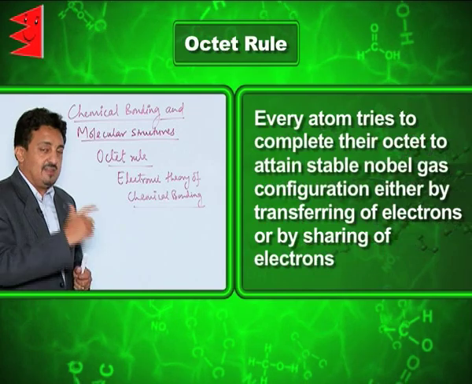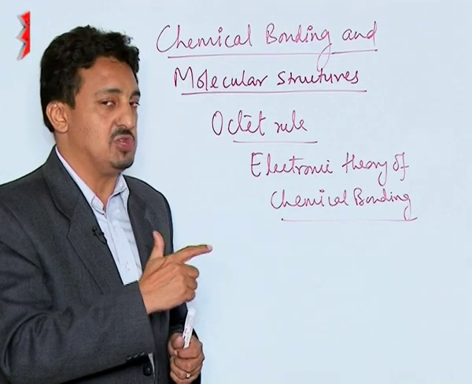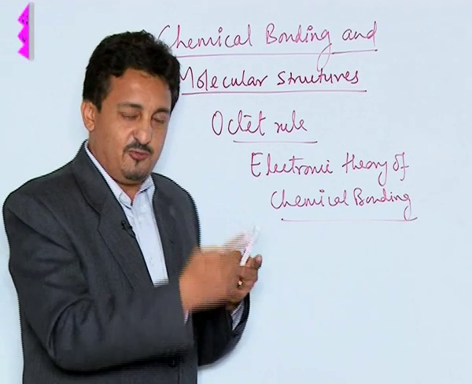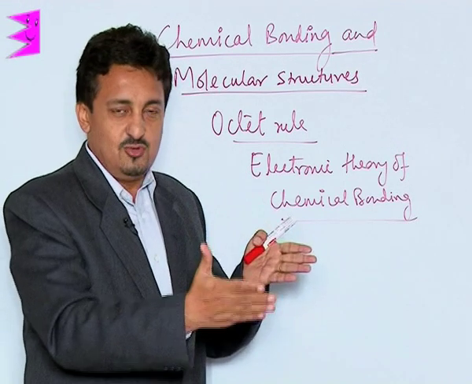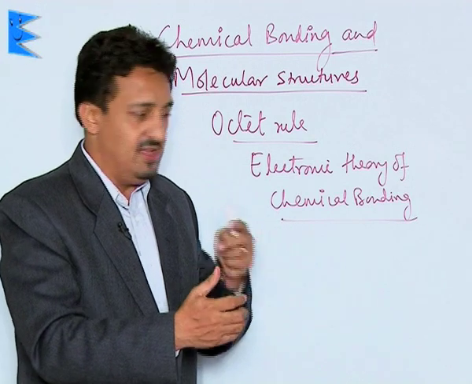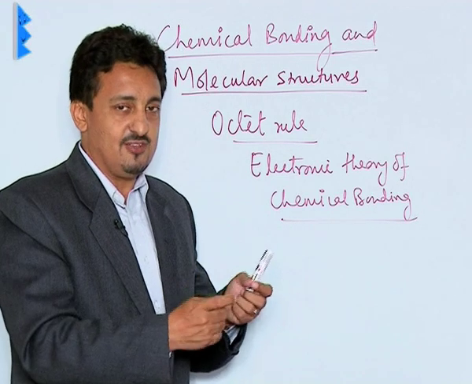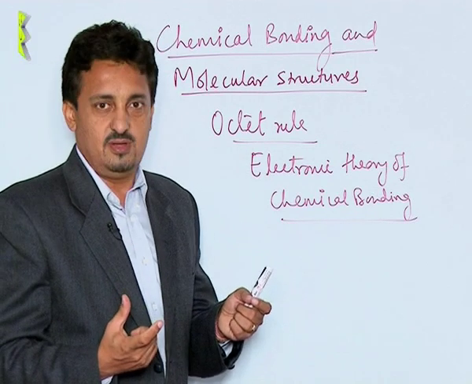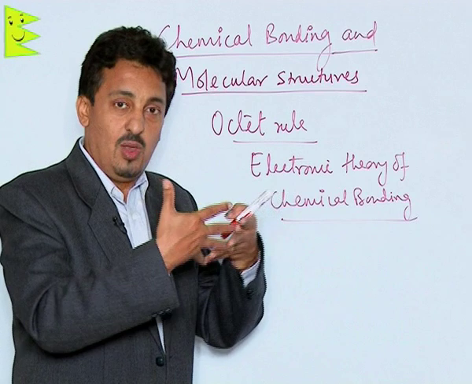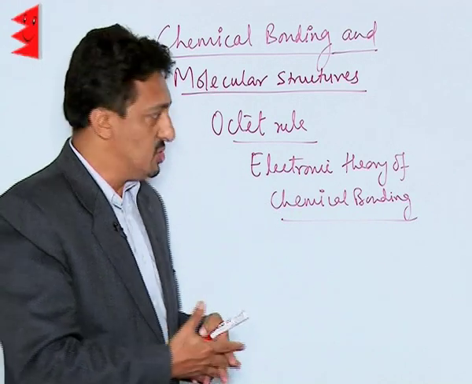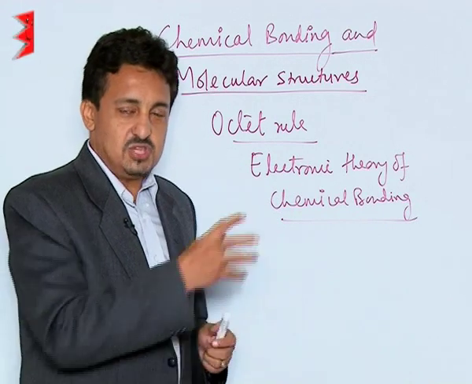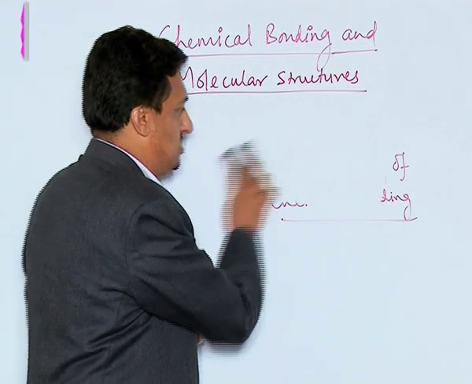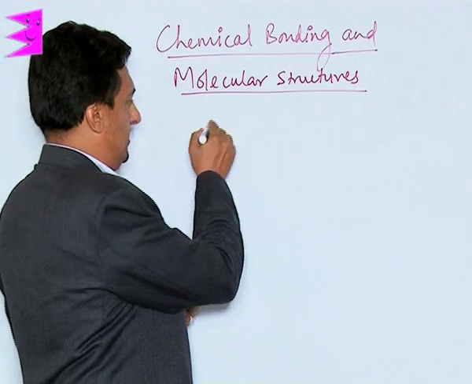Transferring of electrons leads to the formation of, as I have explained, the ionic bonds, which have electrostatic forces of attraction. So the other name given to the electrostatic force of attraction is the ionic bond, and the sharing of electrons leads to the formation of another type of bond, which is called the covalent bond, which involves the overlapping of atomic orbitals. So it was this octet rule which has taken us to the next type of bond, which is the covalent bond.